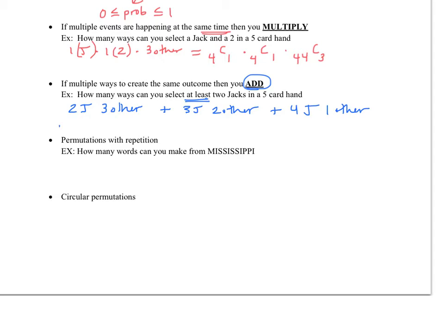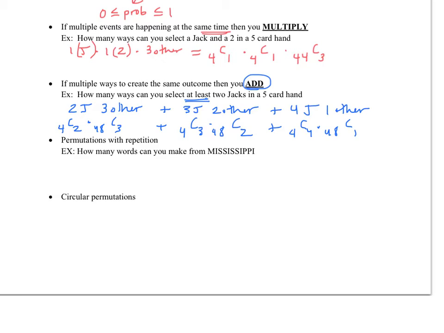And to finish those off, I would have 4 choose 2 times 48 choose 3, and that gives me one scenario that could make this outcome occur. Then I'm going to add it to my next scenario to make this outcome occur. So 4 choose 3 times 48 choose 2, and then plus 4 choose 4 times 48 choose 1.